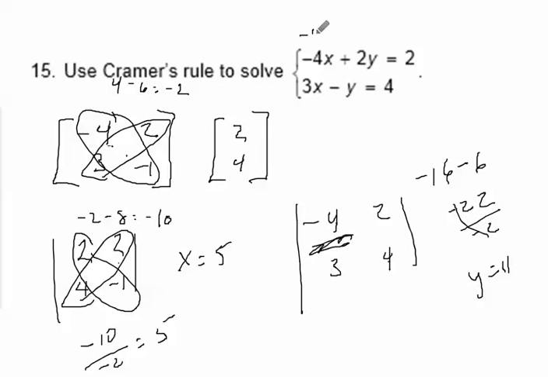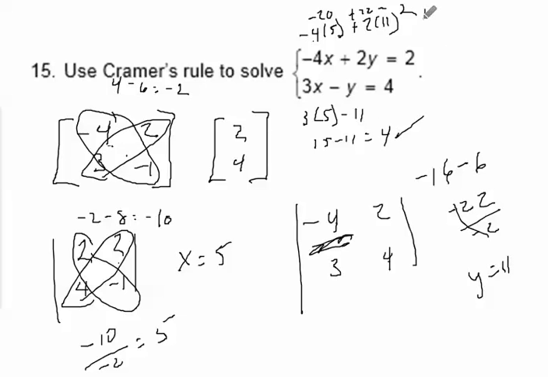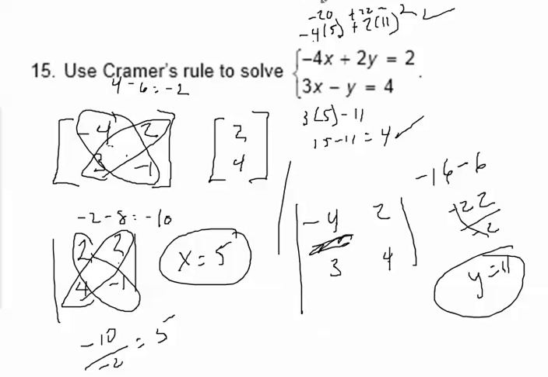Let's stick these in and just make certain they work. So negative 4 times 5 plus 2 times 11. Negative 4 times 5 is negative 20 plus 22 would be equal to 2. Let's stick it in here. 3 times 5 minus 11. 3 times 5 is 15 minus 11 is equal to 4. Check and check. We checked it out. There's my x, there's my y, and it's really that simple to do with Cramer's rule.